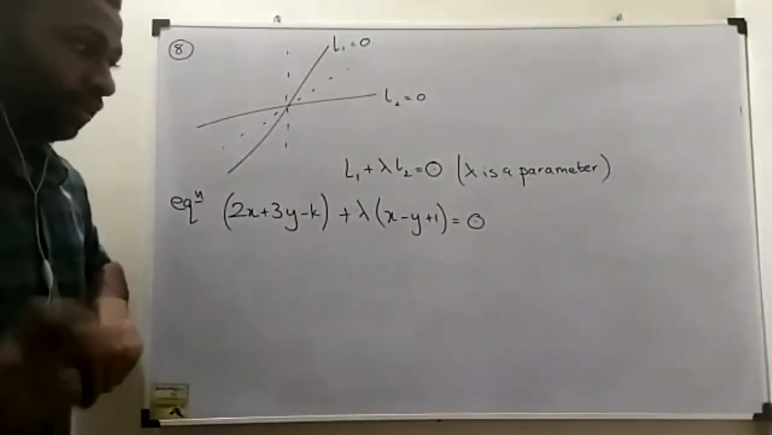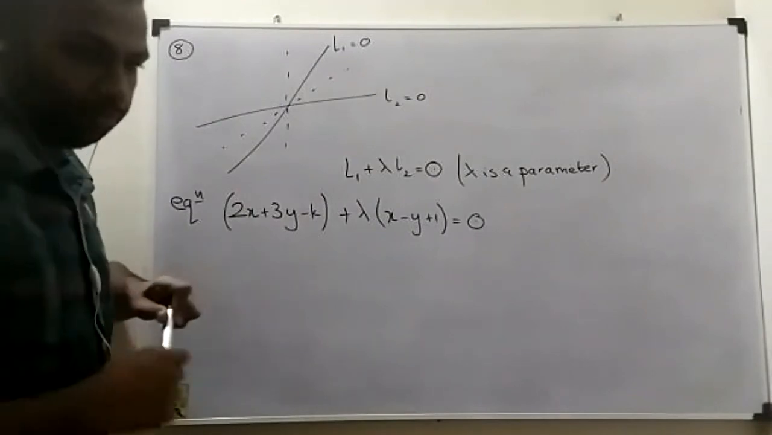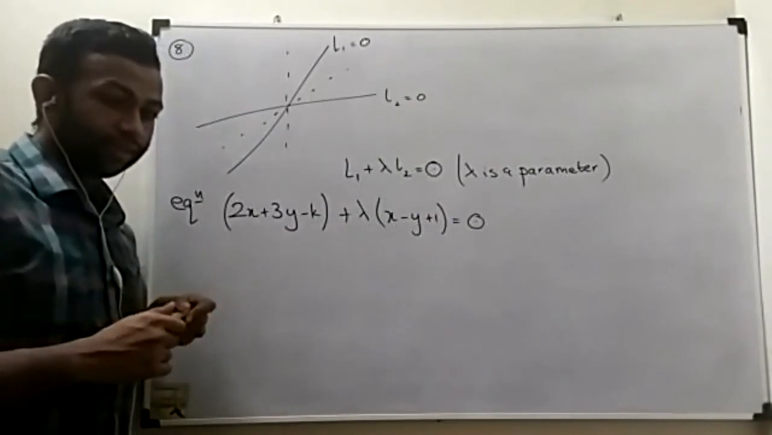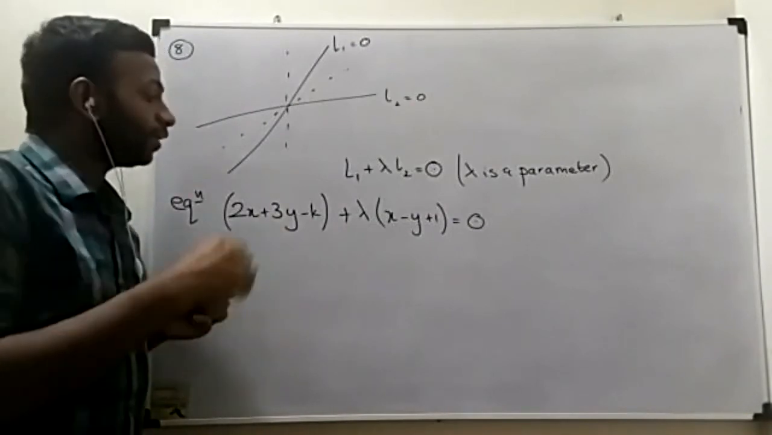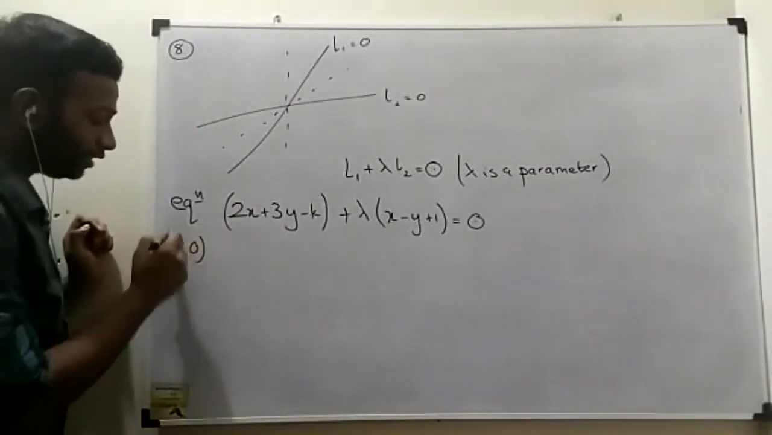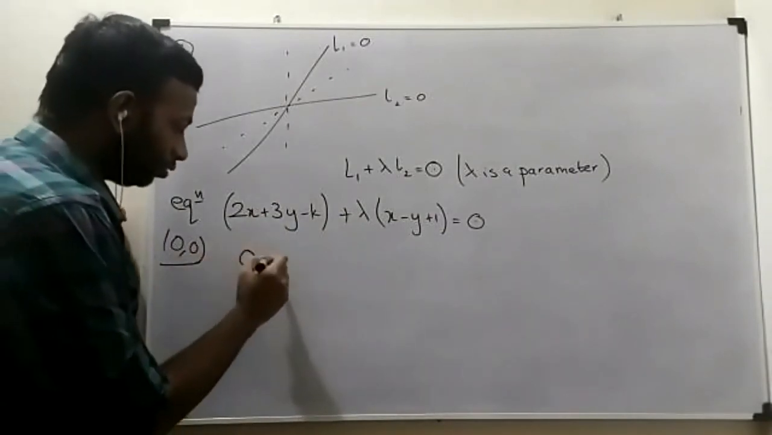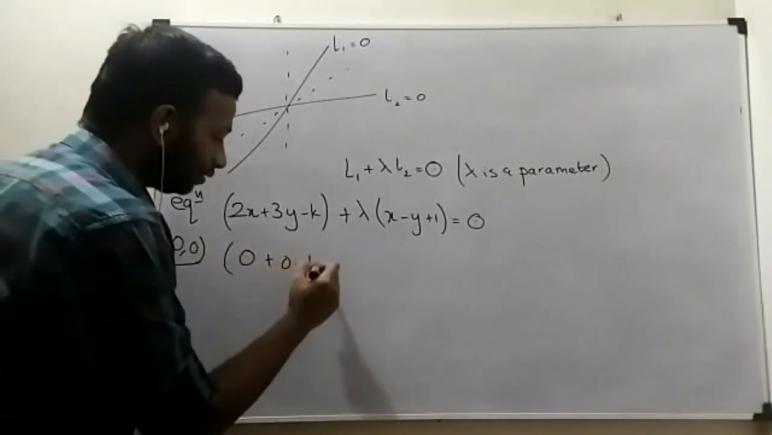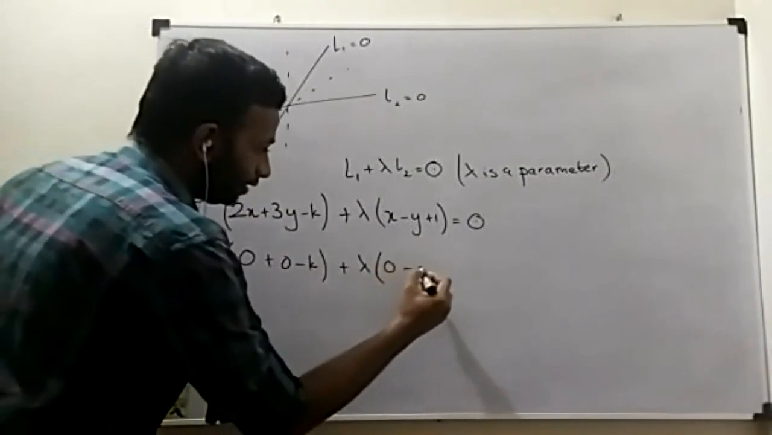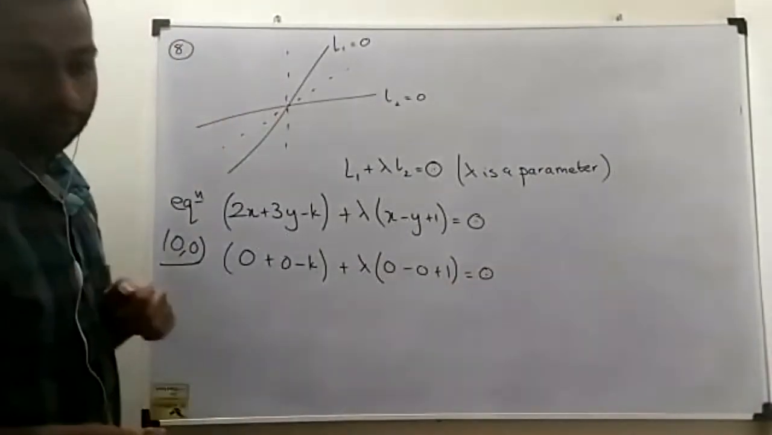Now they have asked for the equation of the straight line in terms of k, but we have a lambda here. So how do we get rid of the lambda? We can use the fact that the straight line passes through the origin (0, 0), which means the values 0, 0 satisfy this equation. So let's substitute: 0 plus 0 minus k plus lambda times 0 minus 0 plus 1 equals 0.